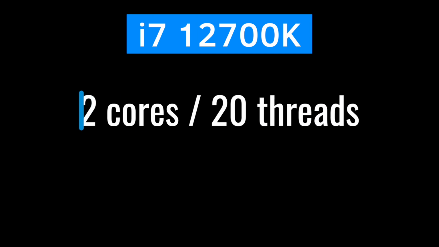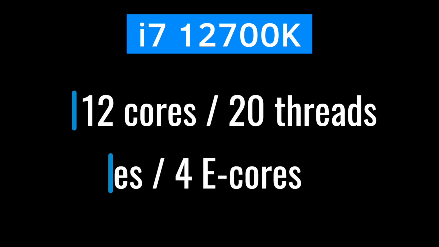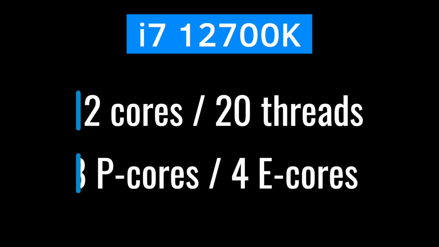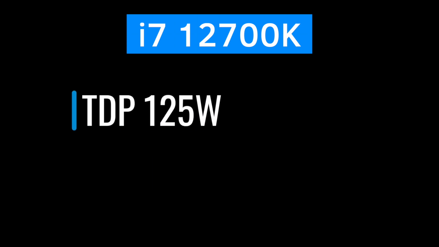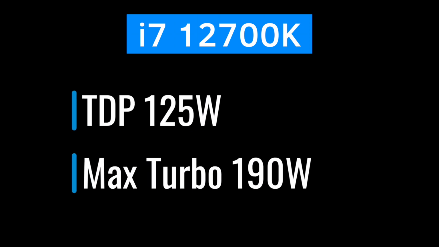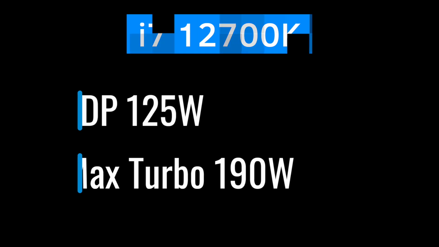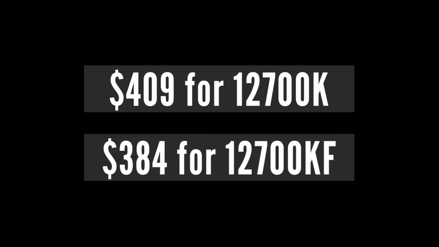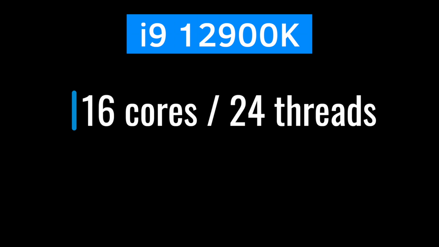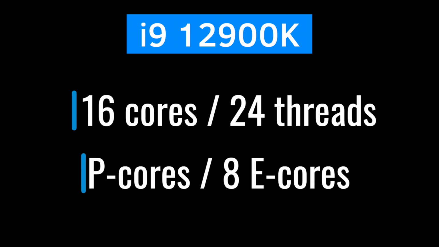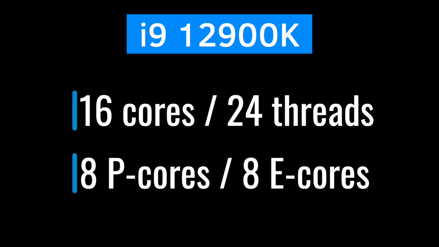i7-12700K has 12 cores and 20 threads. There are 8 P cores and 4 E cores. TDP is 125 watts and the maximum turbo power is 190 watts. 12700K is priced at $409 and 12700KF is $25 cheaper at $384.